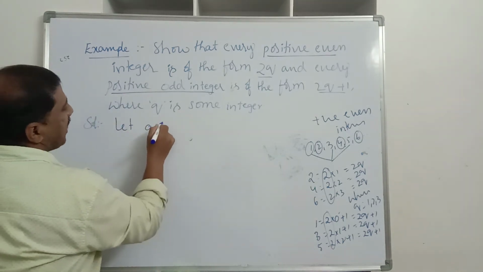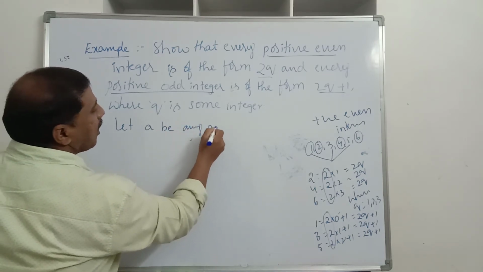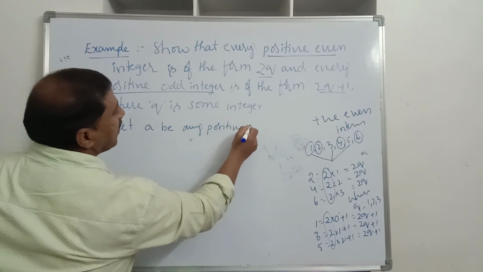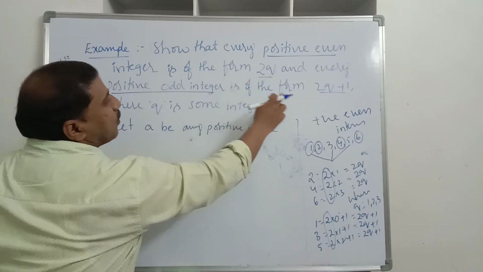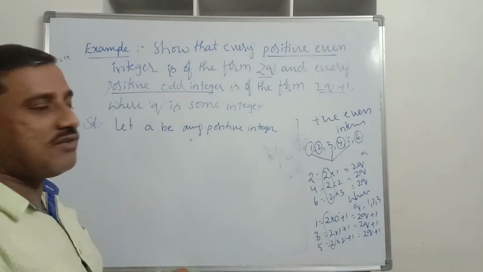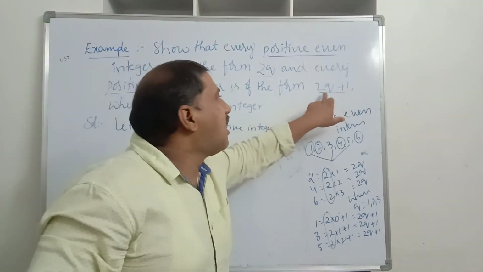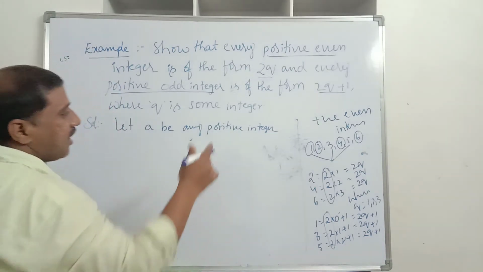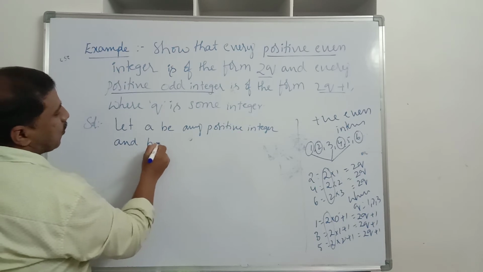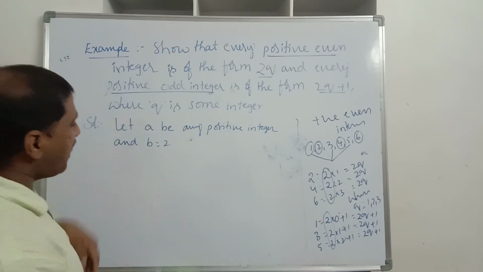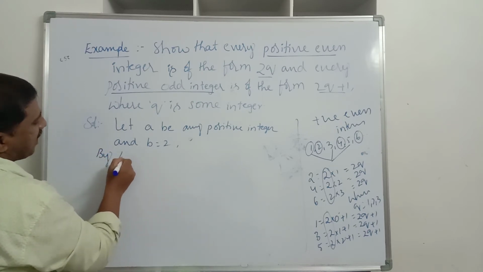Let a be any positive integer. Here, if you see 2q plus 1 and compare it with Euclid's division lemma, a equals bq plus r, the 2 stands for b. So let a be any positive integer and b equals 2, and apply Euclid's division lemma.